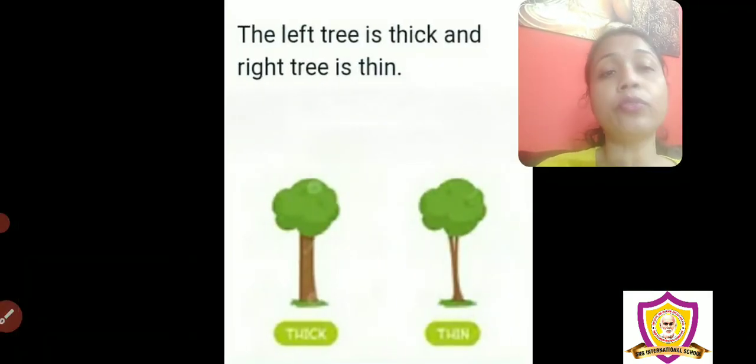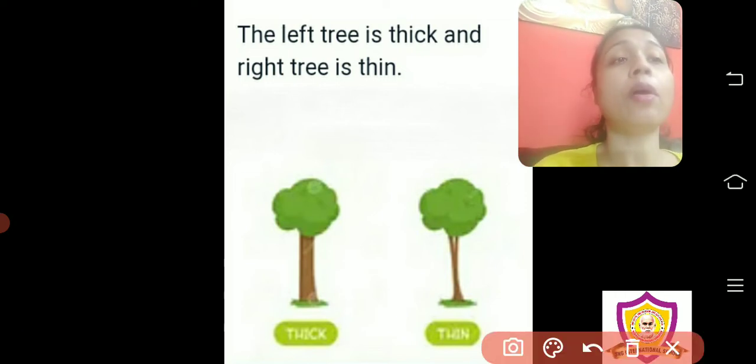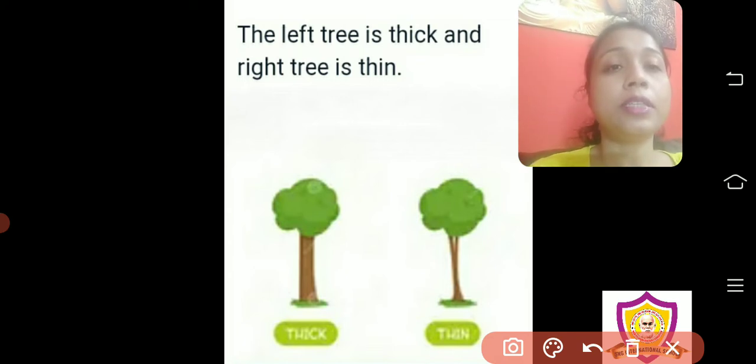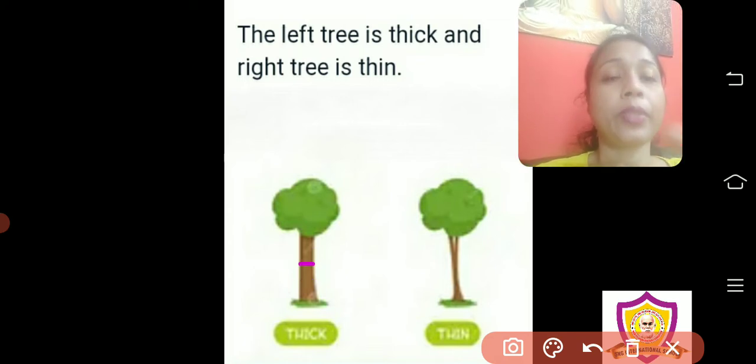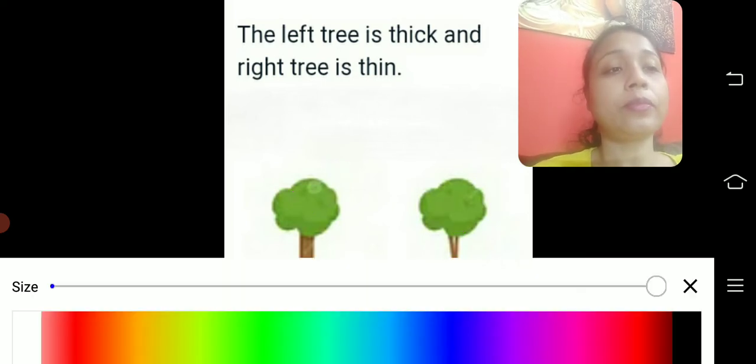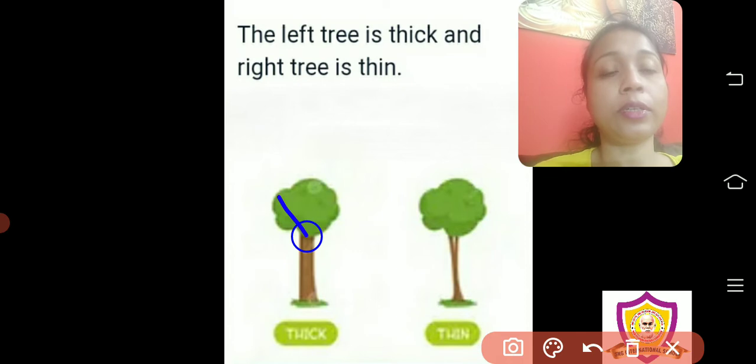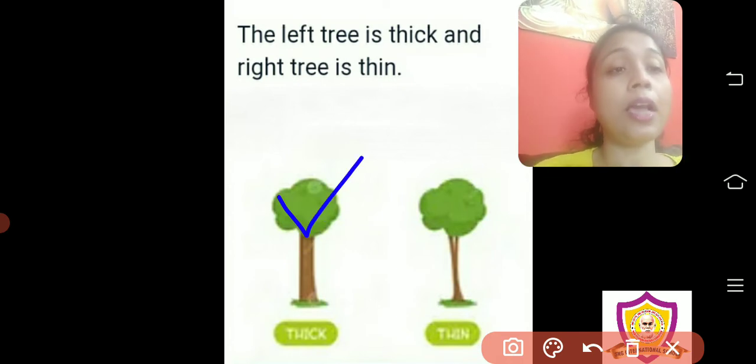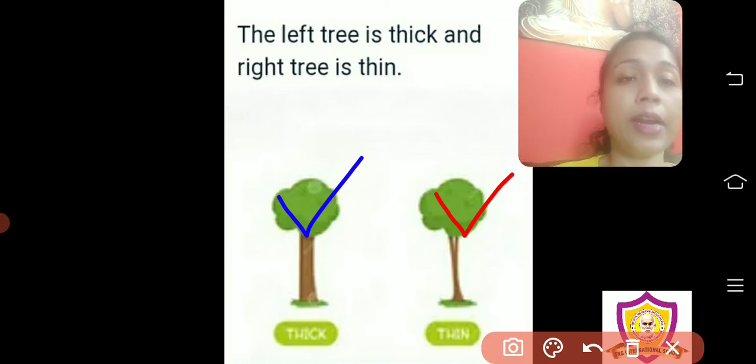Now I have two trees. So how will I compare the trees? I will compare the stem of the tree. See, this stem is much more thick and this is thin. So this tree is thick and this tree is thin. Okay, let me use another color. For the thick tree, I am putting a blue tick, and for the thin tree, I am putting a red tick.